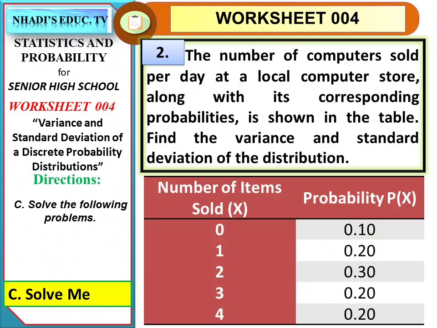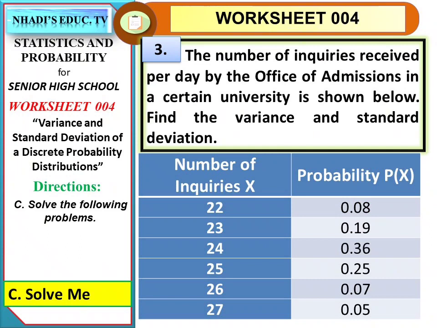Number 2, the number of computers sold per day at a local computer store, along with its corresponding probabilities, is shown in the table. Find the variance and standard deviation of the probability distribution. Here is now the table, number of items sold and the probability P(X). For the random variable, we have 0, 1, 2, 3, 4, and for the probability, we have 0.10, 0.20, 0.30, 0.20, and 0.20.